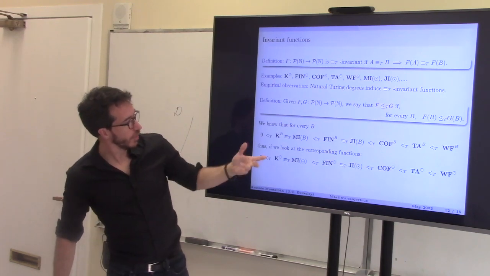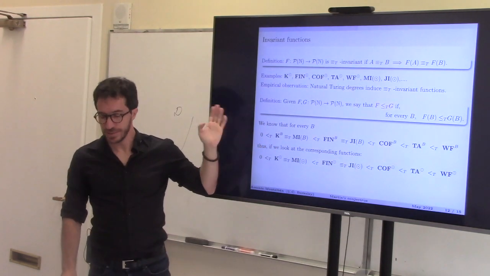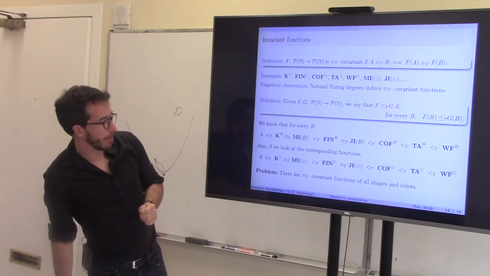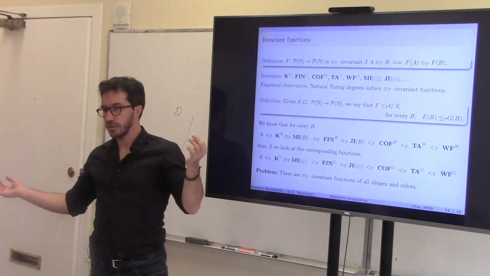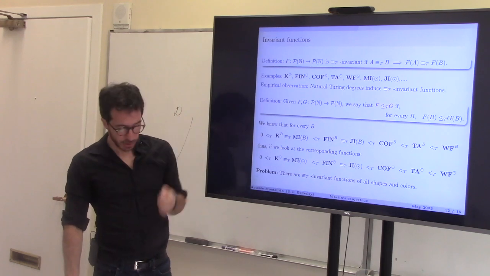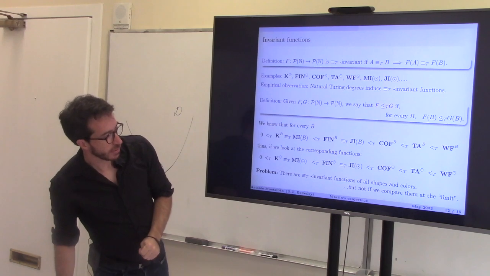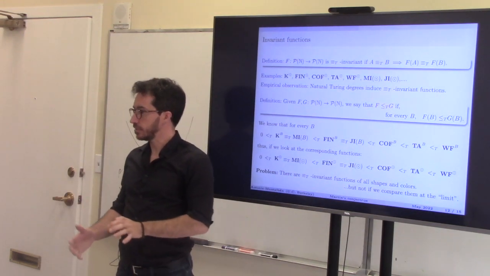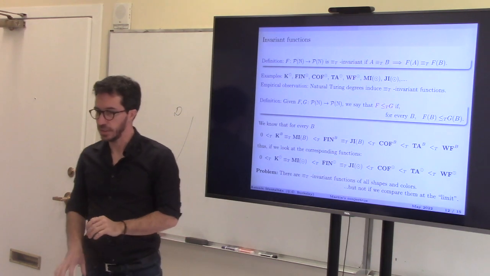So if you look at the corresponding functions, they are in nice order. Okay, but this is not the end of the story. This is still Turing invariant. If you look at the set of all possible Turing invariant functions, you can easily cook up very weird things of all shapes and forms. So we still have chaos, but if we compare them in the limit, then we start seeing the structure that I want to tell you about.